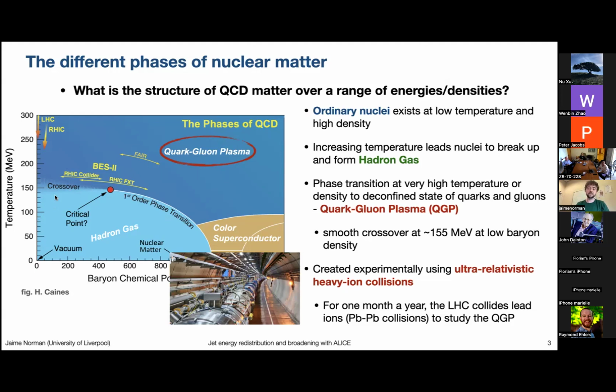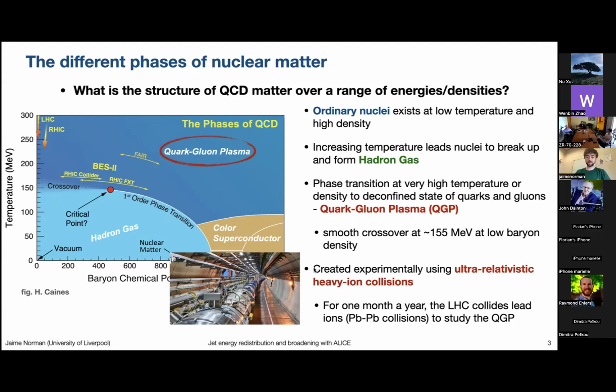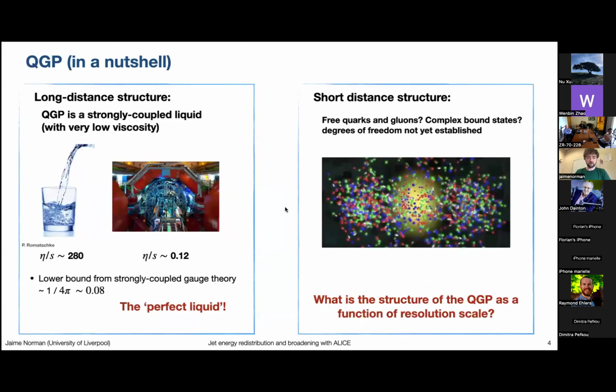Experimentally, we can create this phase of matter using ultra-relativistic heavy ion collisions. At the LHC, where the ALICE experiment is, for one month a year, the LHC collides lead ions in order to study the Quark-Gluon plasma. So this is my one-page summary of the Quark-Gluon plasma in a nutshell.